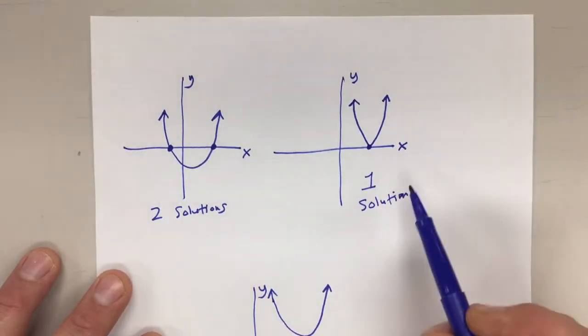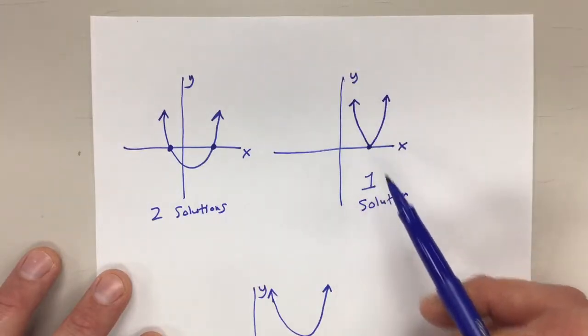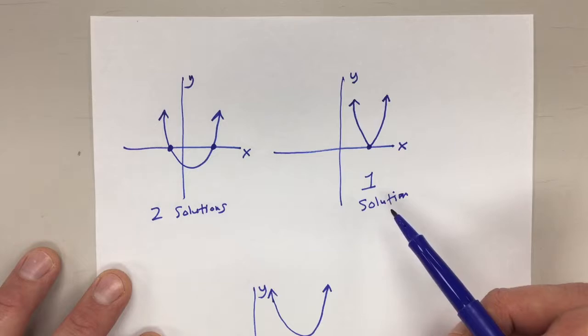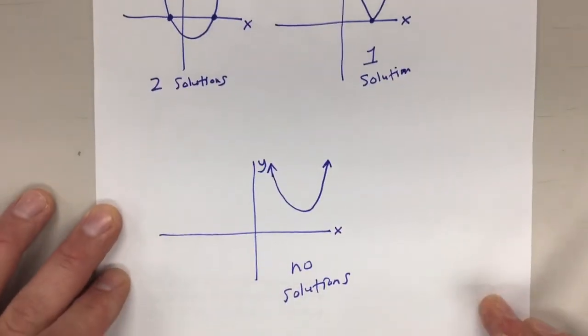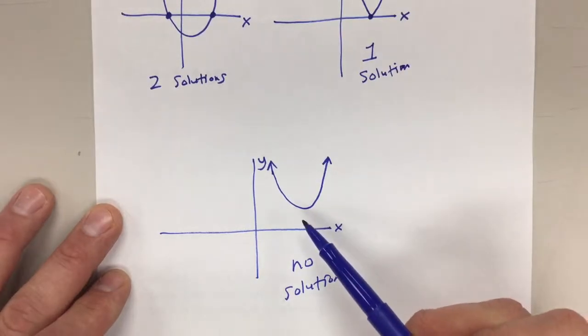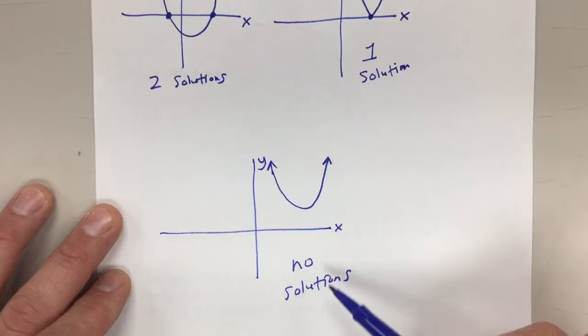Another option is that the parabola only touches at the vertex. And that means there would only be one solution. The third option is that the parabola never touches the x-axis, that it's completely above the x-axis, or it could be completely below the x-axis. When that's the case, we have no solutions.